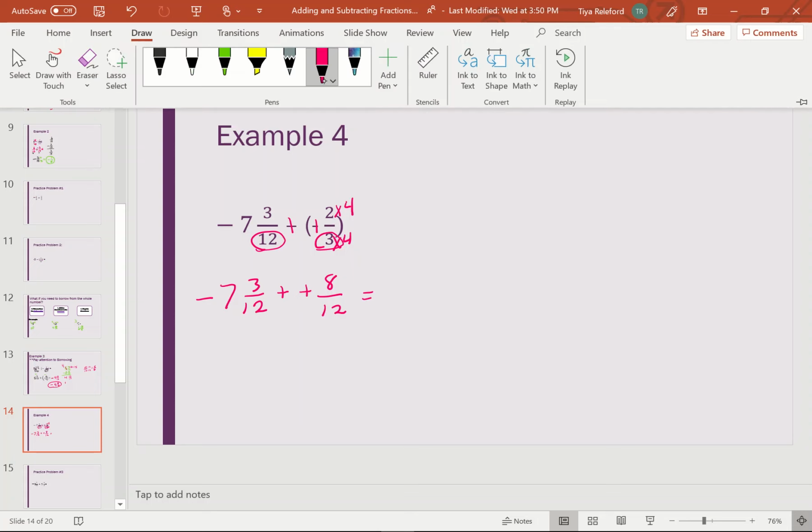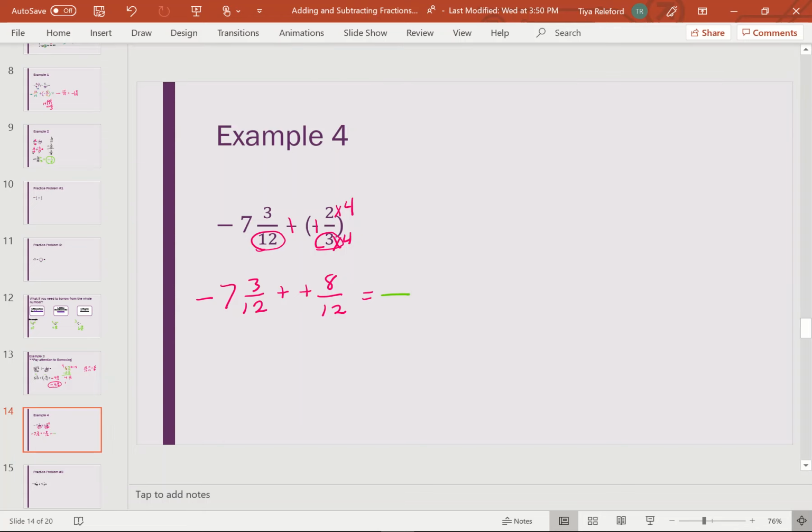Now, before I go crazy, is my answer going to be positive or negative? Well, it's addition, so do I have more positives or more negatives? Negative 7 is way more than a positive 0, so my answer should be negative. And my signs, I have a negative and a positive, so I am going to subtract. So when I go to subtract, I'm going to write it vertically. Negative 7 3/12. It's bigger, so it goes on top. I guess I don't need the negative, sorry. 7 and 3/12 minus 0 and 8/12.